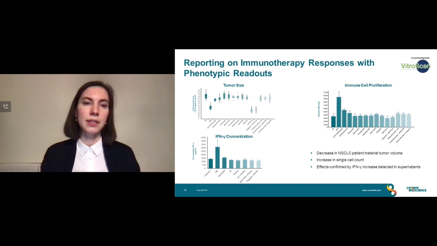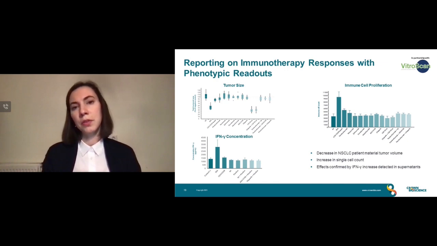However, these two drugs have a very different mechanism of action. The SEA stimulates immune-mediated killing, and CSF1R inhibitor acts through the direct tumor targeting. So then in case of SEA, we are observing this increase in single cell counts, so increase in immune cell proliferation, but we do not observe this for the CSF1R inhibitor.